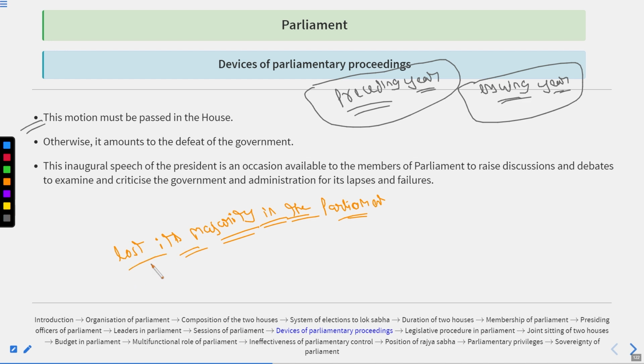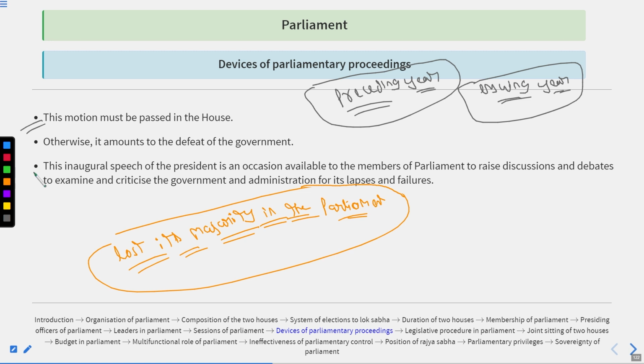If the motion is disagreed and fails to get passed, all right, and as we know, in India the majority party rules. Once the majority is gone, the party or the government is required to resign.